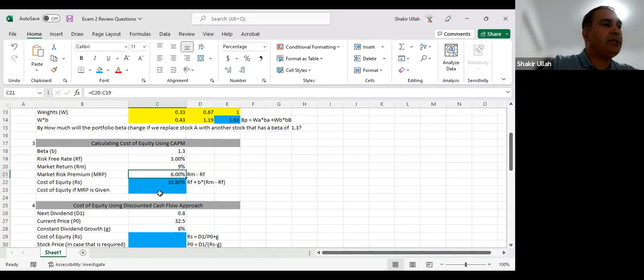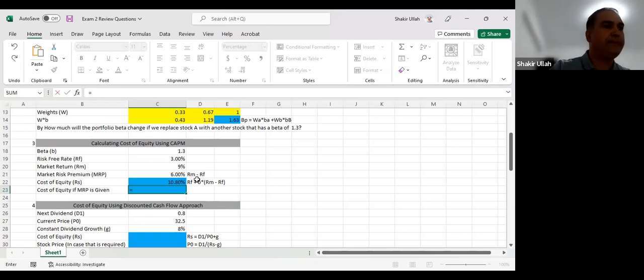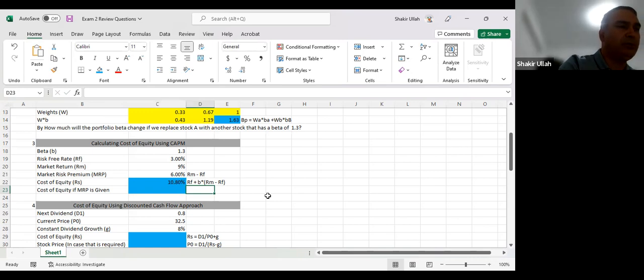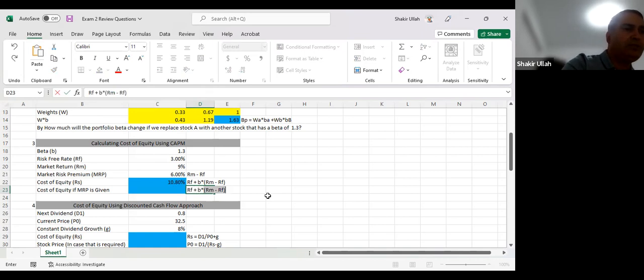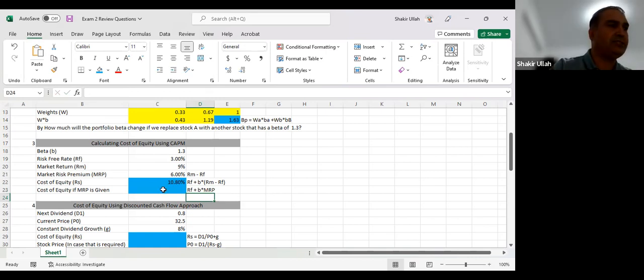Now, if you are given this market risk premium and you are asked to calculate the cost of equity, then instead of RM minus RF, we just simply give it the value of the MRP. Let me write the formula for you. In that case, the formula would be RF plus beta into, instead of RM minus RF, I just write market risk premium, because that difference is the market risk premium.